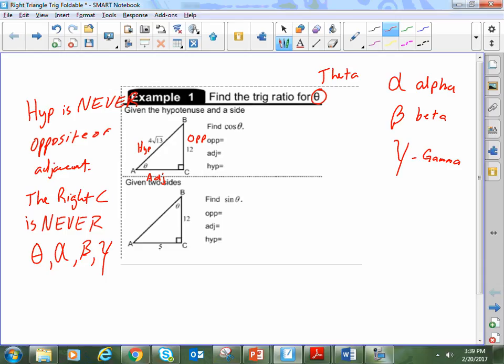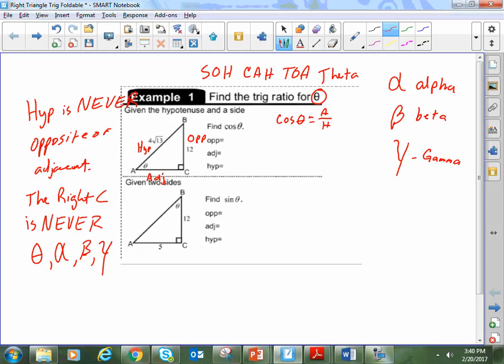Given the hypotenuse and a side, find the cosine of theta. Well, according to our abbreviations here, SOHCAHTOA, that means that cosine of an angle is equal to the adjacent side over the hypotenuse. So we need to know what is the adjacent side and what is the hypotenuse. And in this case, you can see in the figure, we know what the hypotenuse is. It's 4 radical 13. And we know what the opposite side is. It's 12. But we don't know what the adjacent side is.